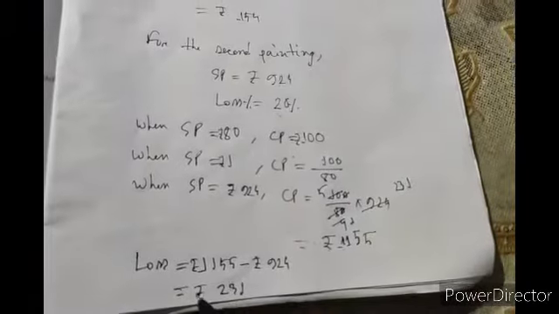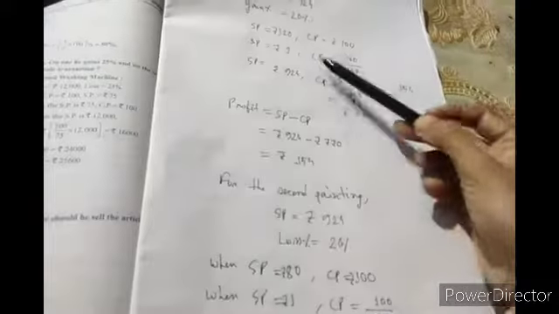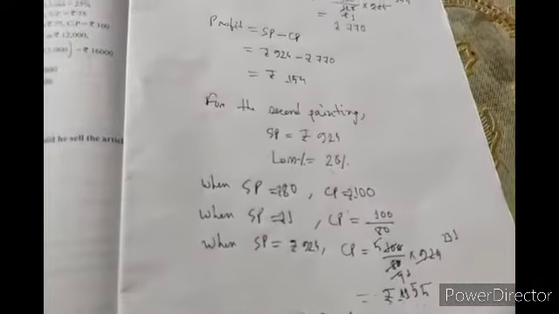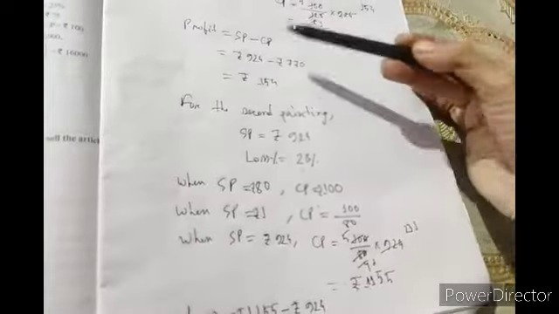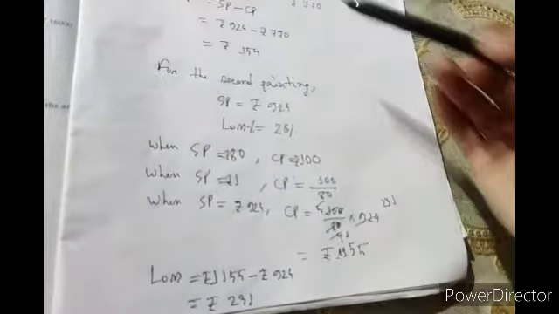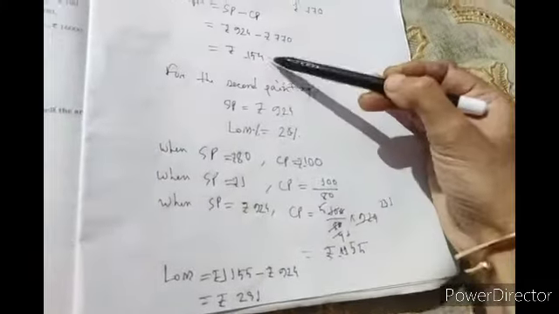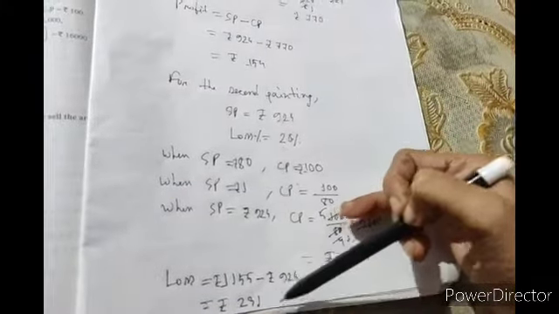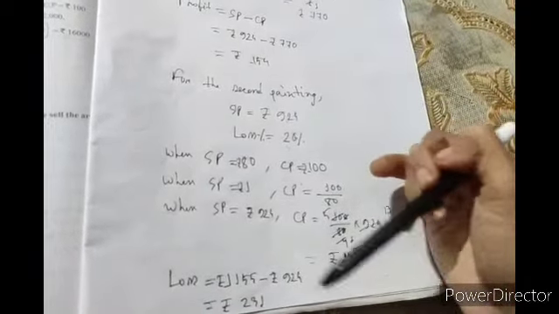Now see, in the second painting the loss is 231 and in the first painting the profit is 154. Now both these paintings were sold by one single man. So in the first case he earned a profit of rupees 154. In the second case he incurred a loss of rupees 231. Now tell me, is the profit earned more or the loss incurred more for the man? Obviously when we observe the two values 231 and 154, we can simply say that the loss incurred by the man is more.